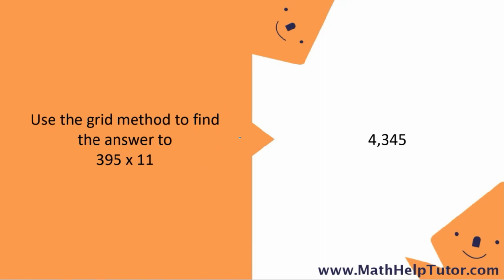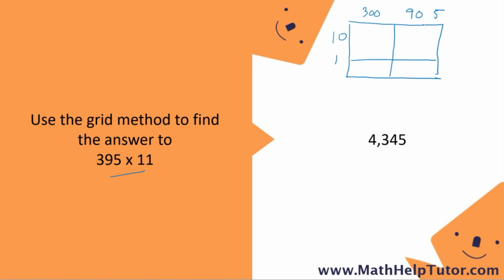Using the grid method, what we do is we create a rectangle which has the length of 395 and the height of 11, which are the numbers that we are multiplying. And then we decompose these numbers into their places. So 395 becomes 300 plus 90 plus 5. And 11 becomes 10 and 1. And then we draw up the regions based on the places. And then we get the area of each smaller rectangle.